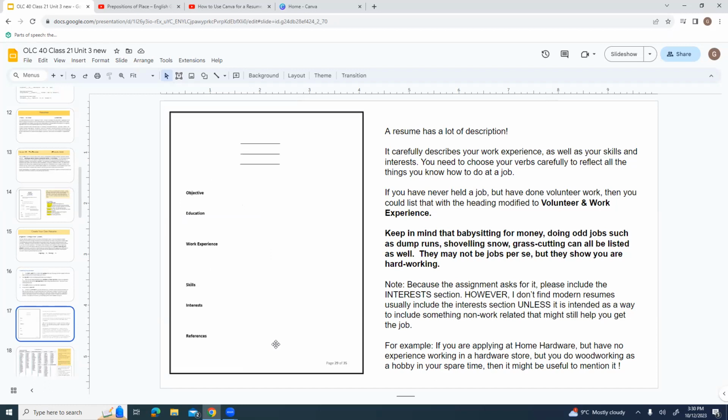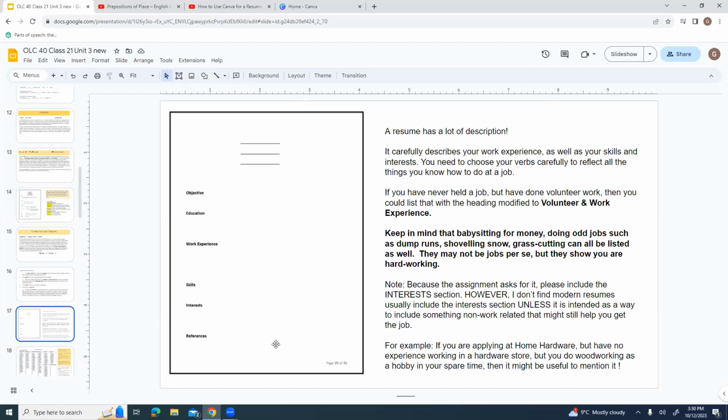A resume is a very descriptive type of document, okay? So think about the words you're using because words are so important in description. It will carefully describe your work experience as well as your skills and interests. You need to know how to choose your verbs very carefully to reflect all the things you know how to do at a job. We talked about that, and we'll talk about that more in a second.